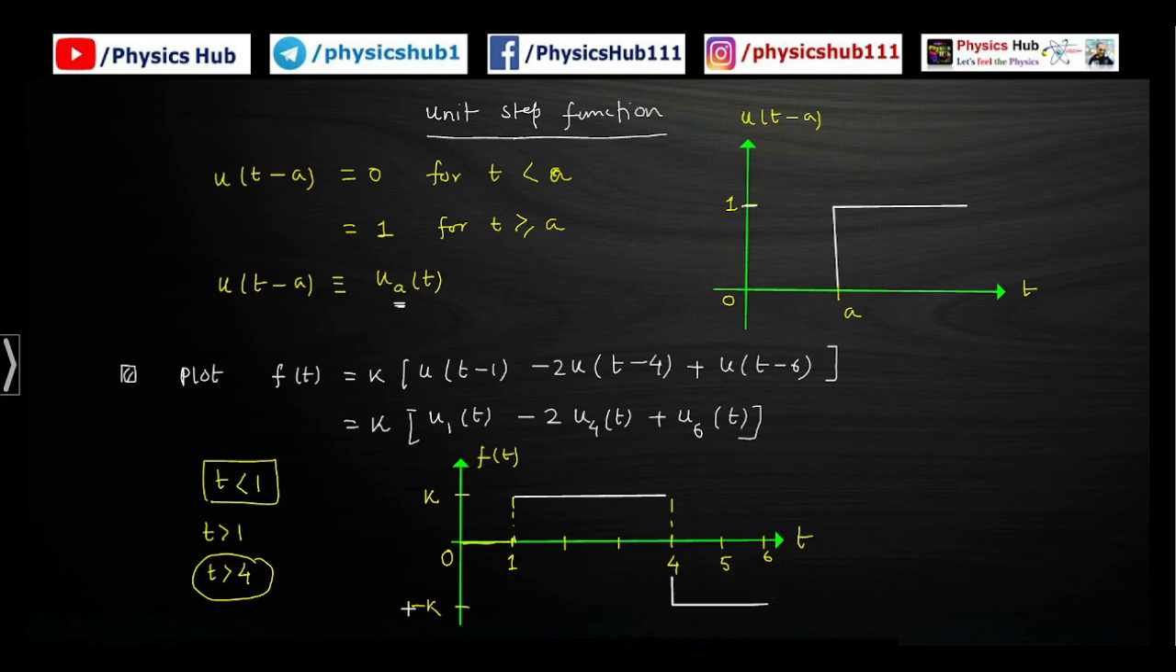Once it reaches 6, once t is greater than 6, what will happen? This value will be 1. So check the value, k into 1 minus 2 plus 1. So this is again 0. So when t is equal to 6 or t beyond 6, it will become 0, and it will be like this. So in this way, you get the idea of unit step function. I hope you have understood this concept very well. If you have any question, you can let me know in the comment section. Till then, bye bye, take care.